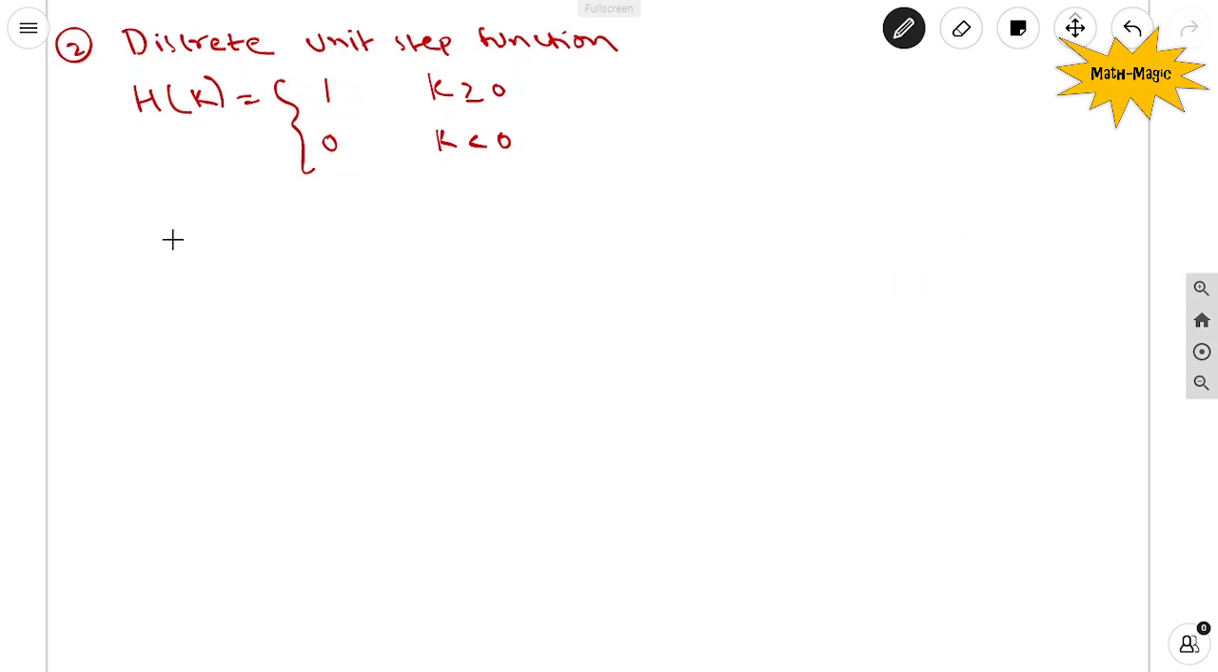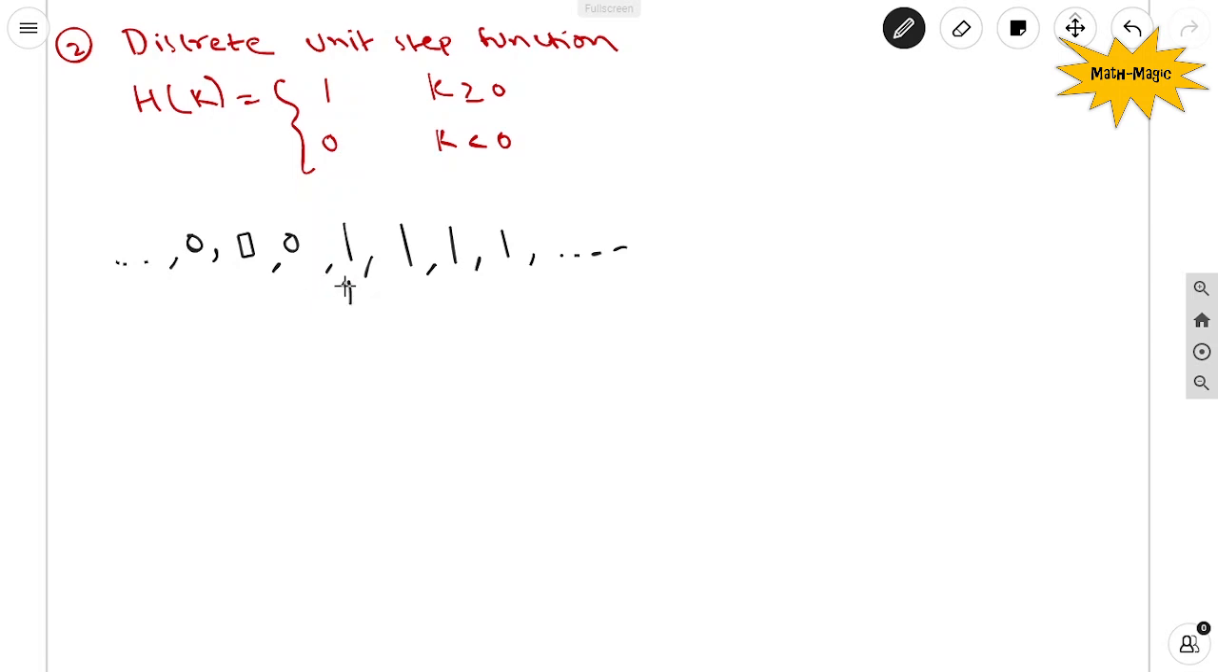So now the next standard function is the discrete unit step function, which is defined as h of k equals 1 for k greater than or equal to 0 and it is 0 for k less than 0. So what is going to be h of 0? It comes under k greater than or equal to 0, so h of 0 will be 1, then h of 1 will be 1, then h of 2 will be 1, h of 3 will be 1 and so on. But h of minus 1 will be 0, h of minus 2 will be 0, h of minus 3 will be 0 and so on.